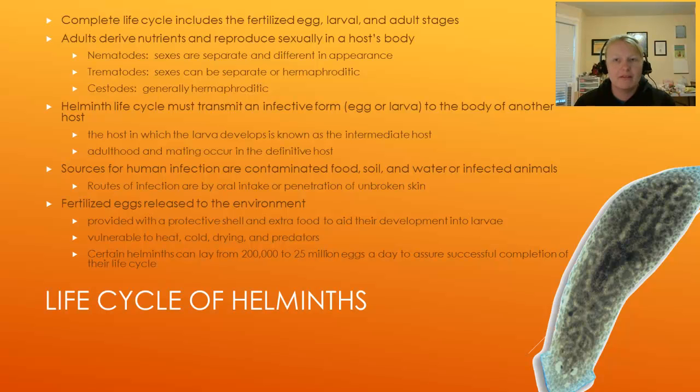Larvae develop in a host known as the intermediate host, and then fully developed, the helminth infects the final host. And inside the final host, mating will occur and fertilized eggs will be released from that host into the environment. Helminths have very delicate eggs that are vulnerable to conditions and other predators. So to combat this, the helminths will lay up to 25 million eggs a day to help ensure that their genetic information is passed on to the next generation.